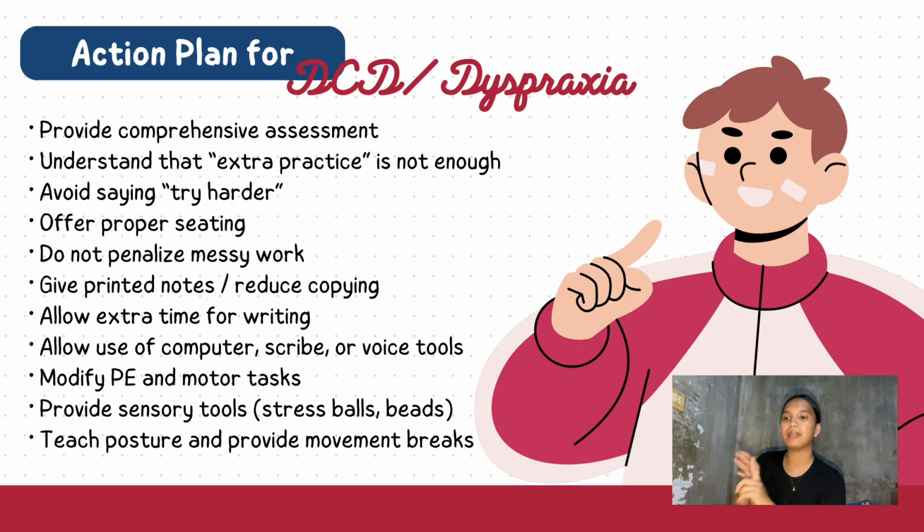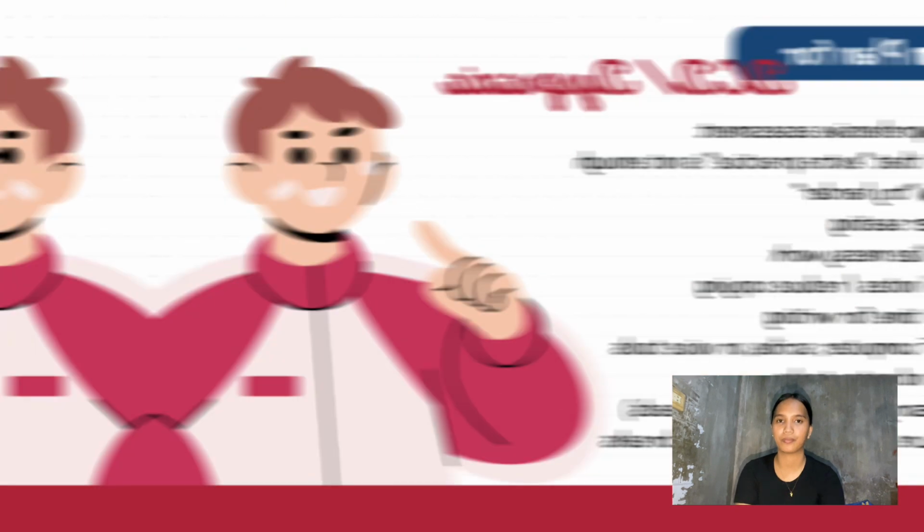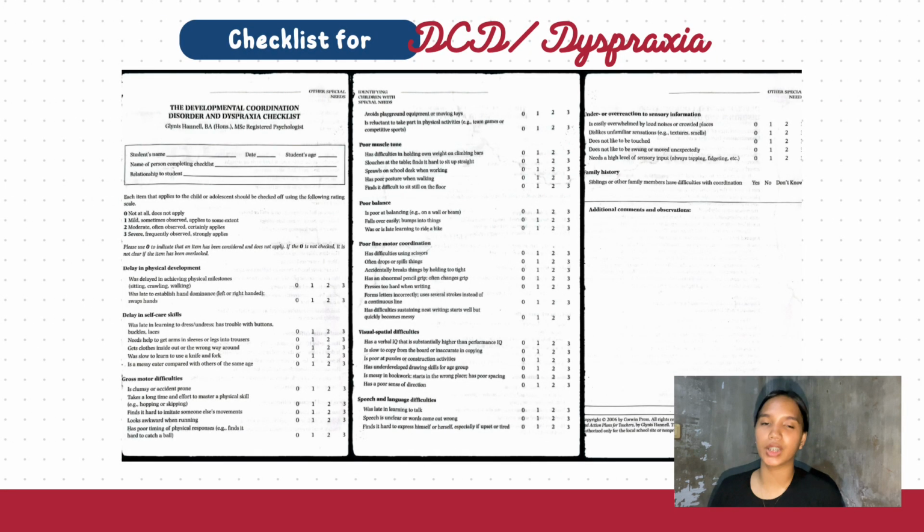And modify PE tasks to match their abilities and provide sensory tools like stress ball. And lastly is to encourage movement activities through fun and not competitive tasks. So, yeah. Yun yung mga action plans na pwedeng gawin sa mga learners with DCD or dyspraxia. So, ito nga pala yung example ng checklist na ginagamit nila.